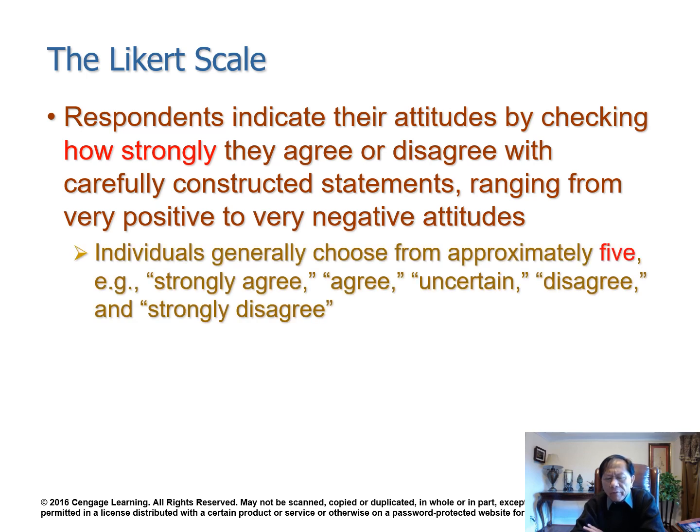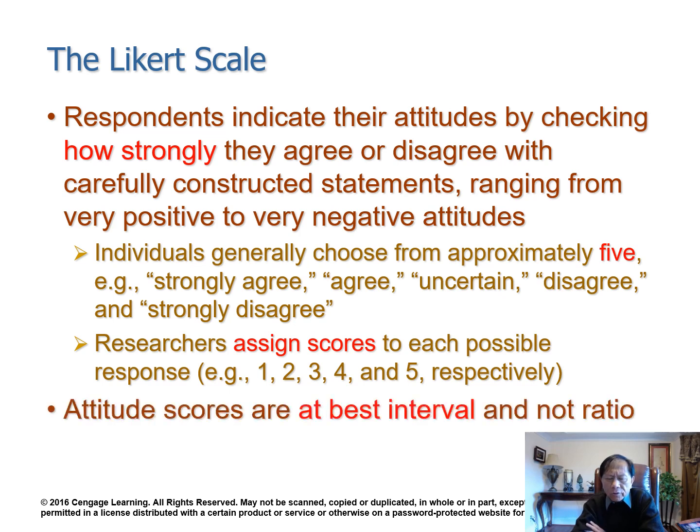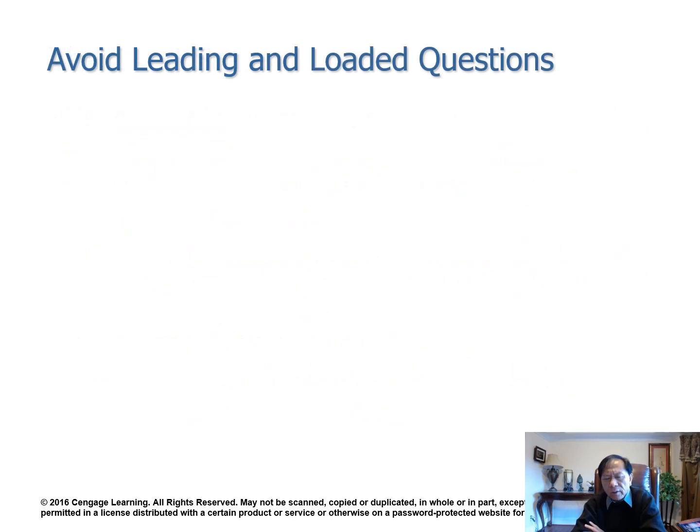You can have a 5-item Likert scale or a 7-item Likert scale. You assign numbers to each possible response. The scores are at best interval, not ratio. But if you have more than 5, oftentimes we treat it as a ratio in calculation.